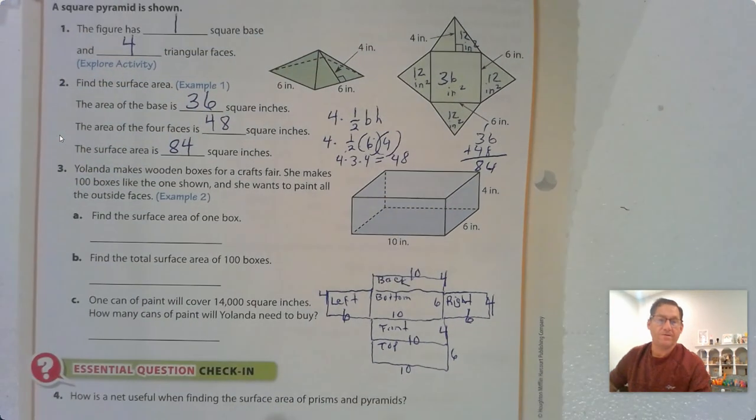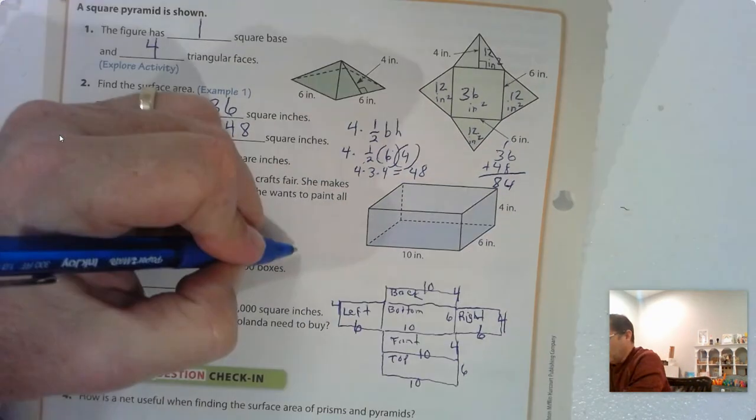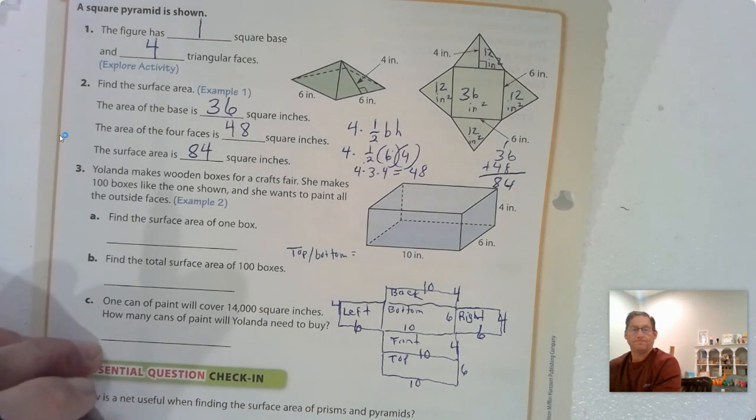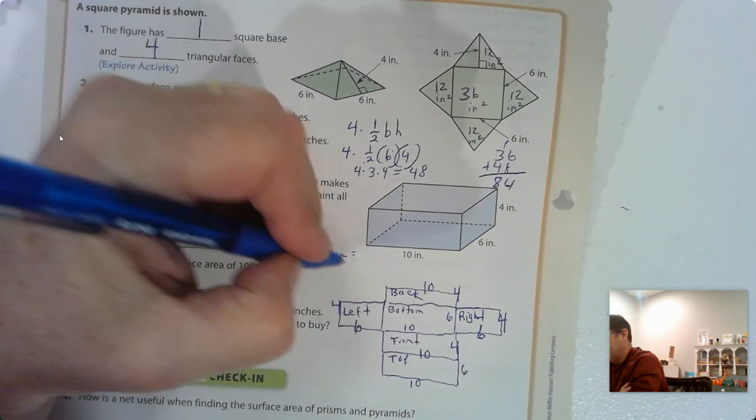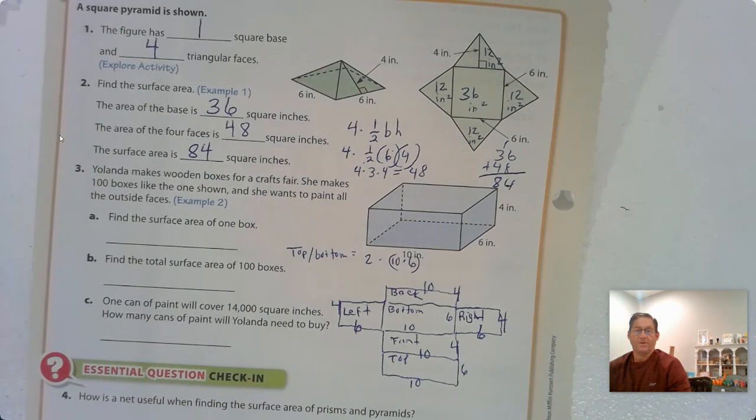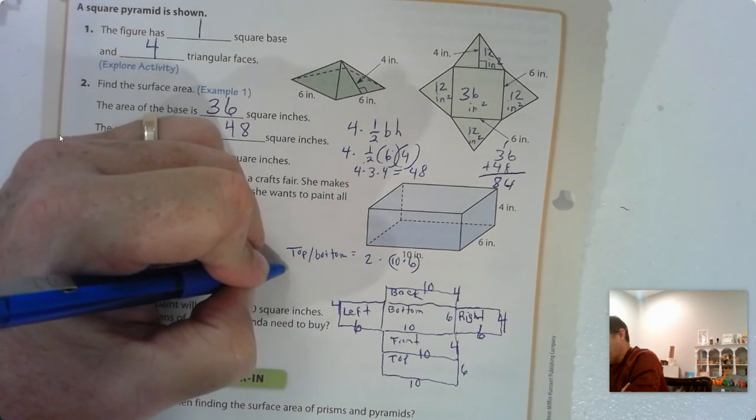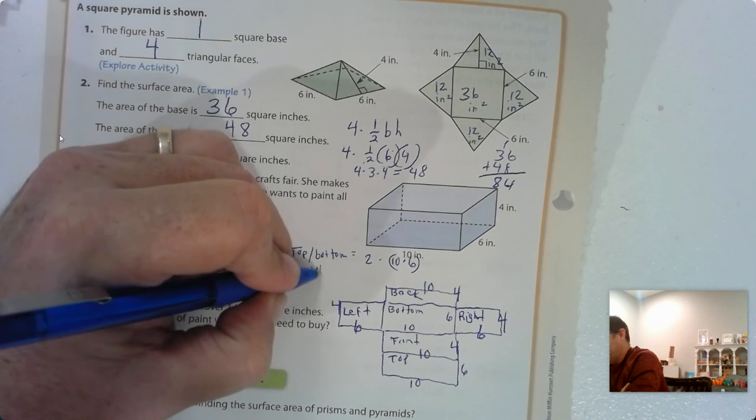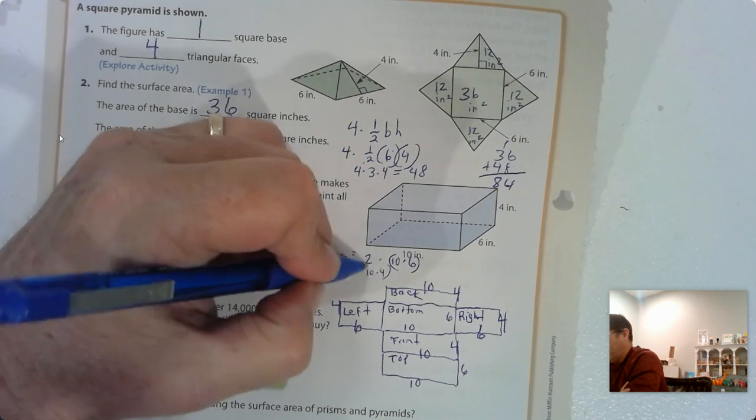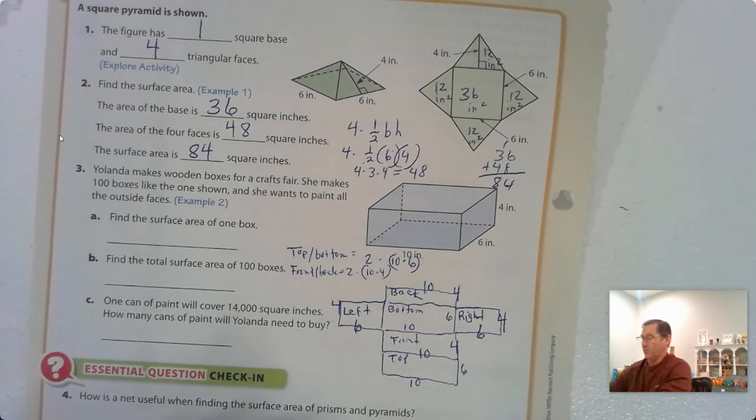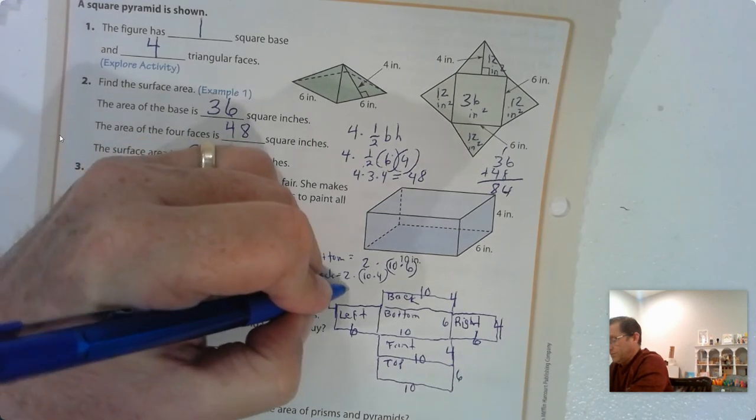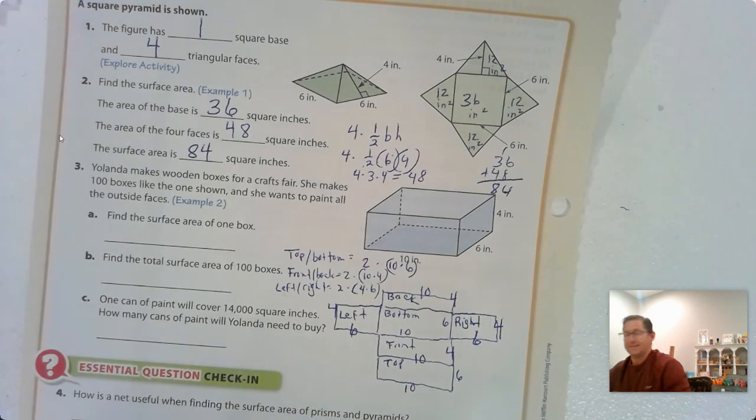Okay, so now we can figure out the surface area. So top and bottom would be 2 times 10 times 6, right? Because there's 2 that are identical. Front and back would be 2 times 10 times 4. And the left and the right, 2 times 4 times 6.